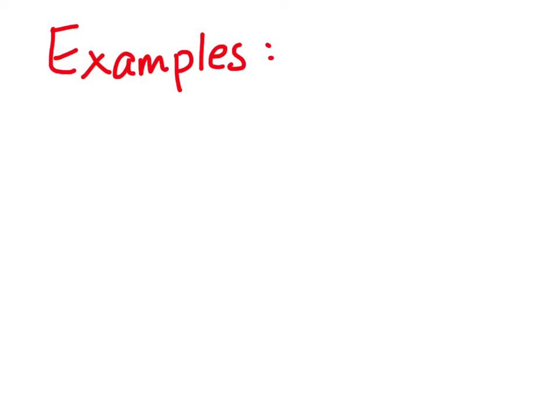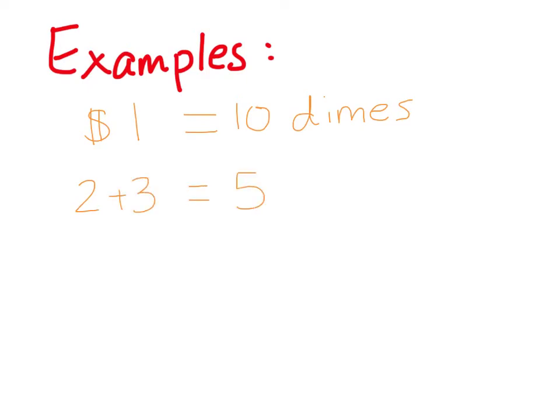One simple thing that I like to use for when we talk about equivalent expressions is money. So I could have a $1 bill, but that's also equal to 10 dimes. Those are two equivalent expressions. We can come up with lots of examples with money. I can also say, well, 2 plus 3 is equal to 5 times 1. Those two expressions are equivalent to each other. They have the same value.